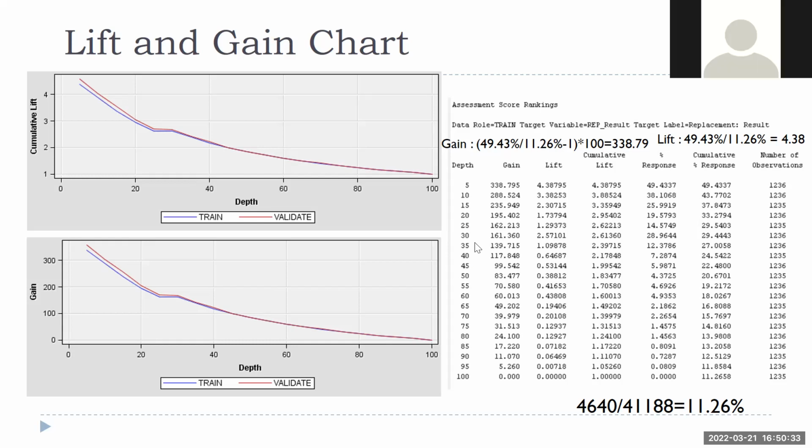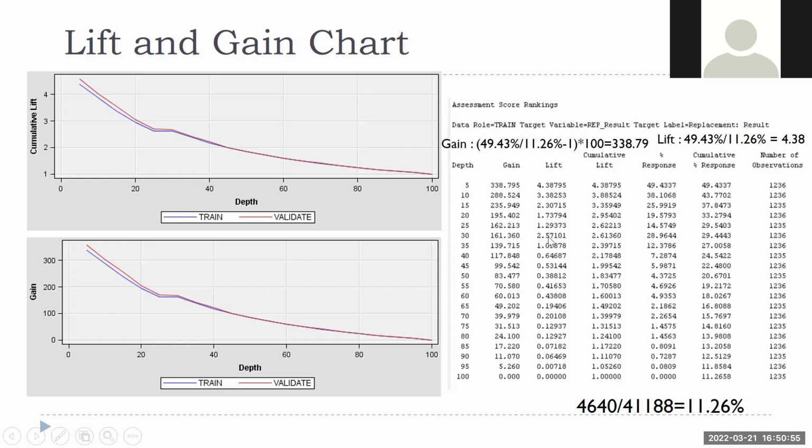Sir, one more question, sir. Yeah, go on. Sir, in depth 30, we can see that gain is shifting from 162 to 161. However, the lift is going from 1.29 to 2.57. So why is this change happening?